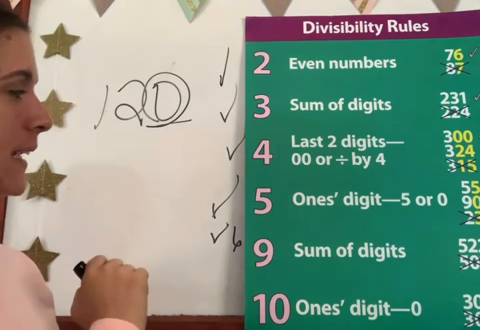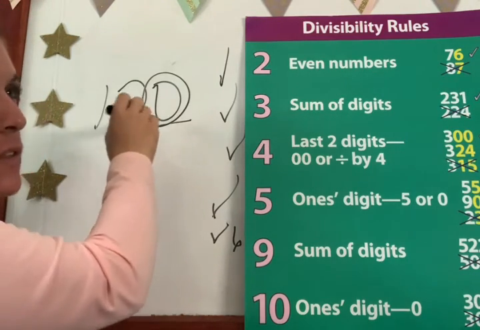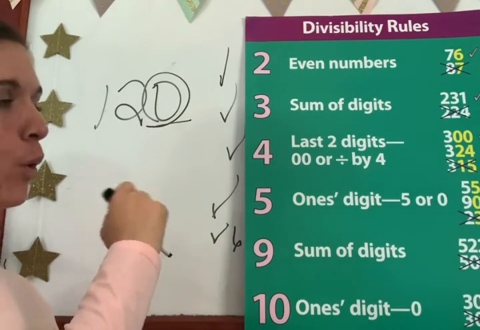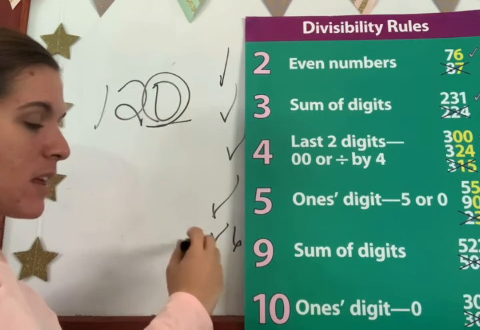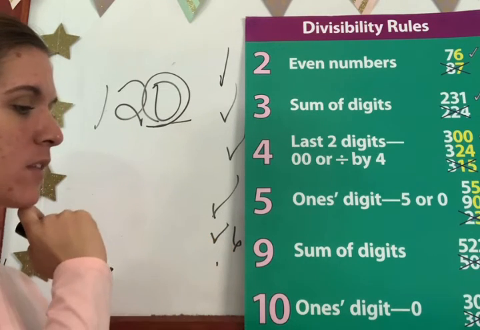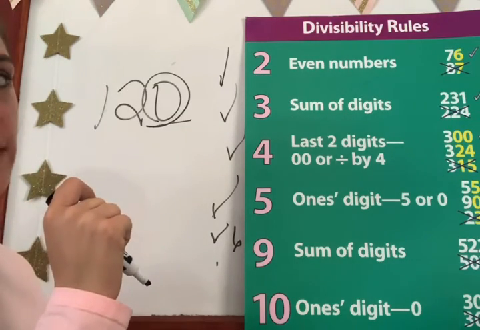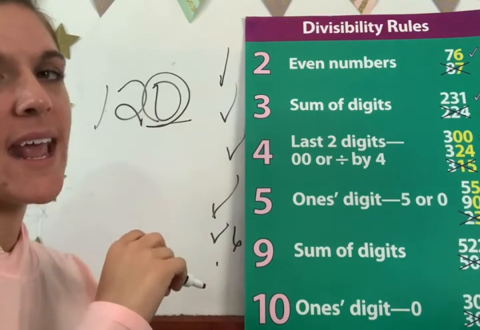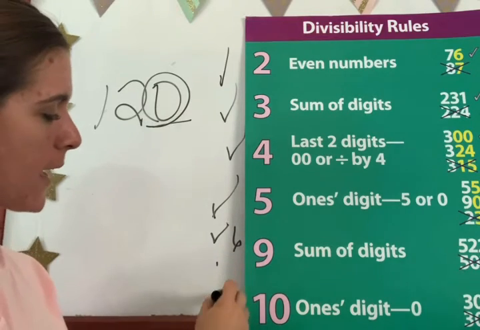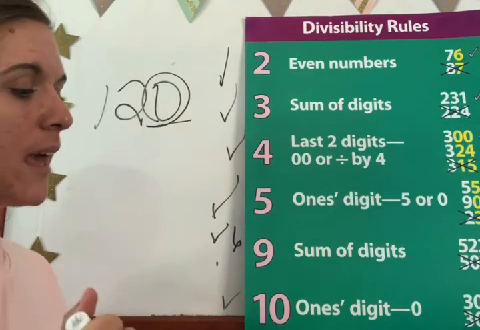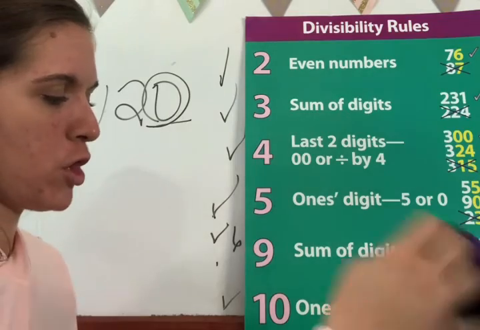How about 9? 1 plus 2 is 3. Is 3 divisible by 9? No. 9 is divisible by 3, but 3 is not divisible by 9, so it's not divisible by 9. But is it divisible by 10, Danielito? Yes, because it ends in a 0. Check. Okay, let's do number 900.